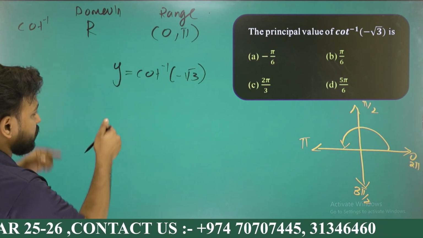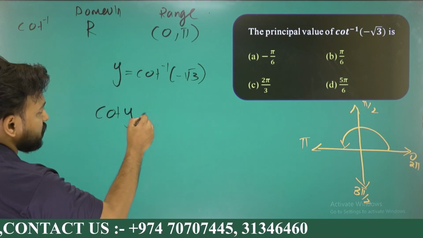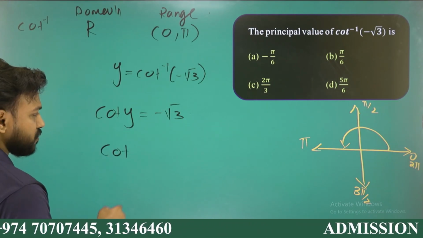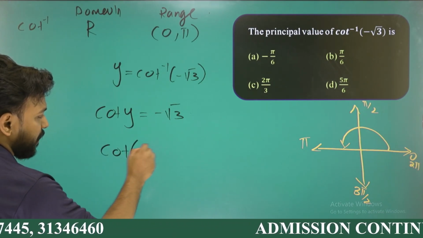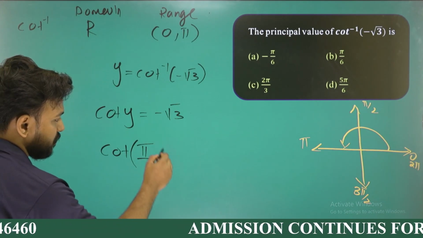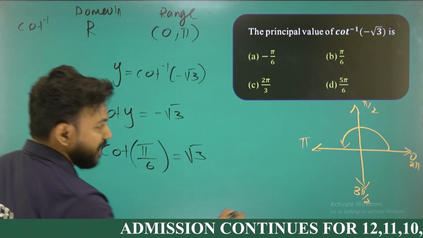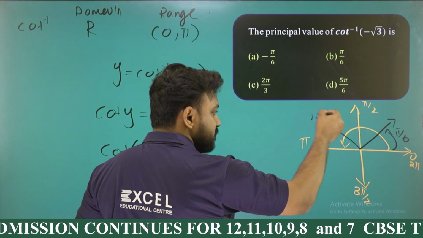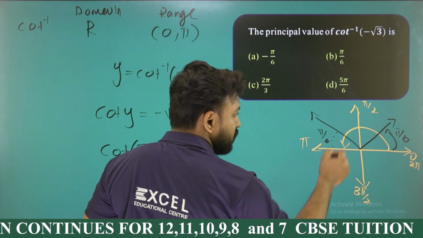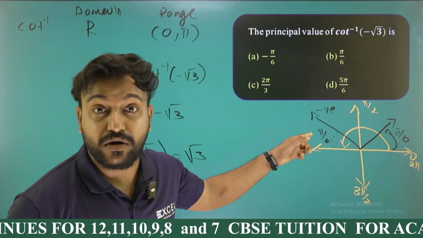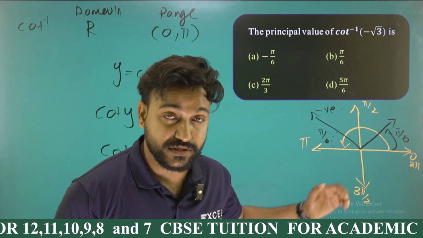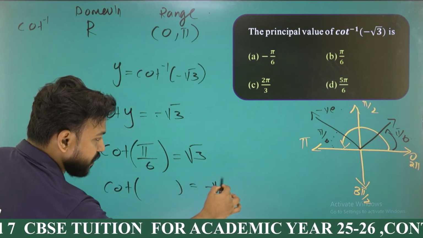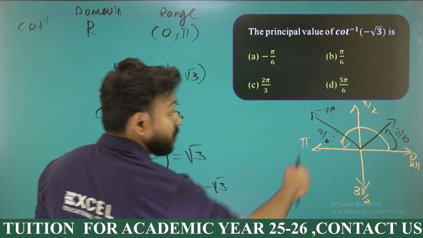So I'm taking this cot to this side. What you will get? cot y is equal to minus root 3. So when you get root 3 for cot, pi by 6 is what? Root 3, just root 3. So pi by 6 is here. Ready? So if it is here, same like this is pi by 6, it will be negative because in the second quadrant cot is negative. First quadrant everybody is positive. So you need a negative value. If you need negative root 3, what do you have to do? You have to go for the second quadrant.